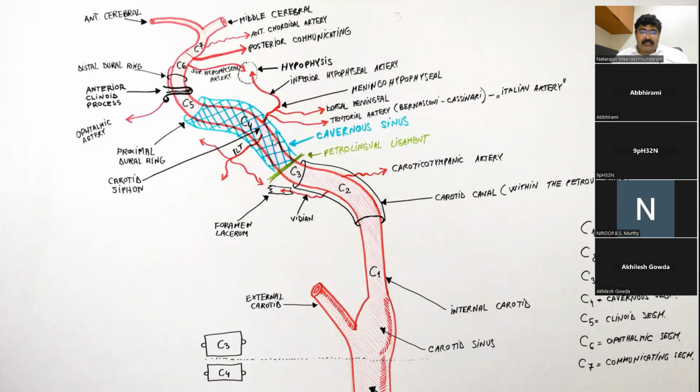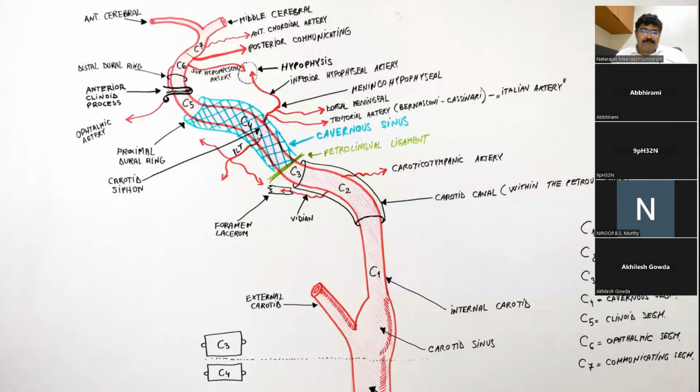The cavernous ICA has two branches. One is the meningohypophyseal trunk, and the other is the infralateral trunk. The meningohypophyseal trunk in turn gives three branches: the inferior hypophyseal artery, the dorsal meningeal artery, and the tentorial artery, which is also called the Italian artery, or the artery of Bernasconi and Cassinari. This is the main artery which supplies the vasculature to the meningioma, forming the principal arterial supply to the meningioma.